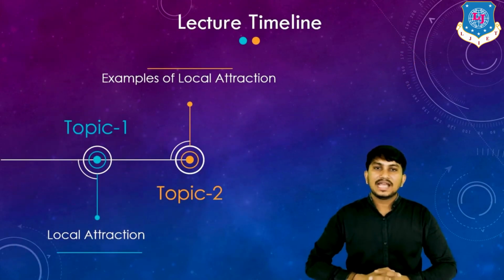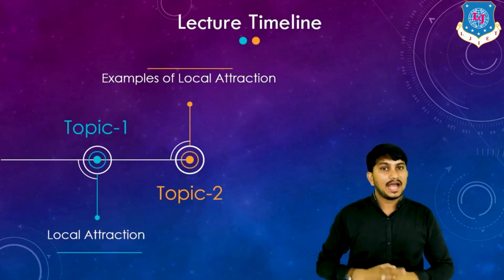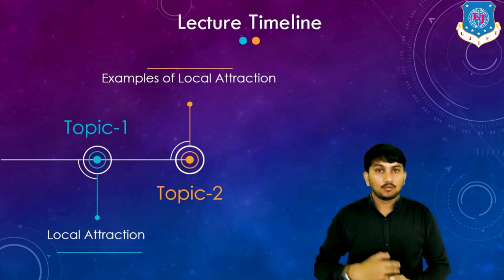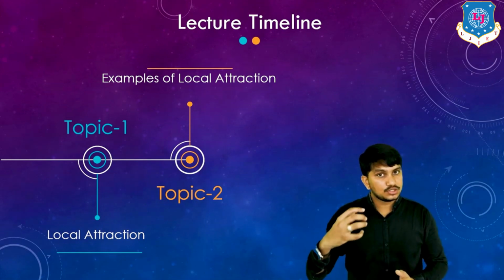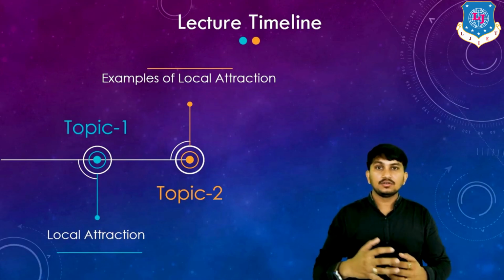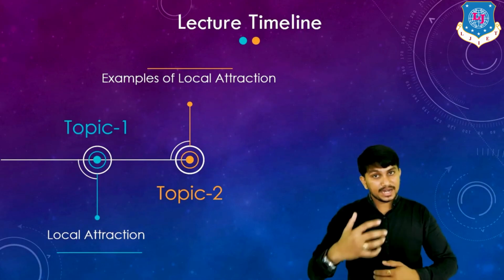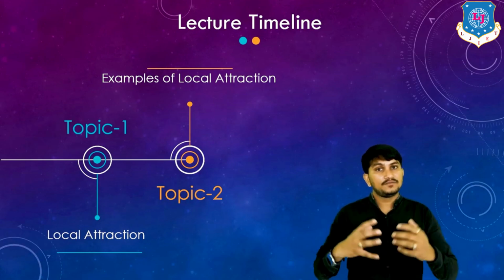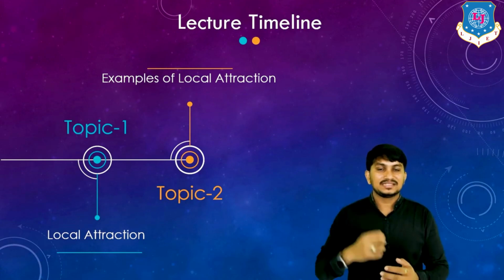That's all about the example of local attraction. I hope you all understand what local attraction is, what the sources of local attraction are, how we can detect local attraction, and how we can correct the bearings which are affected by local attraction in the examples.